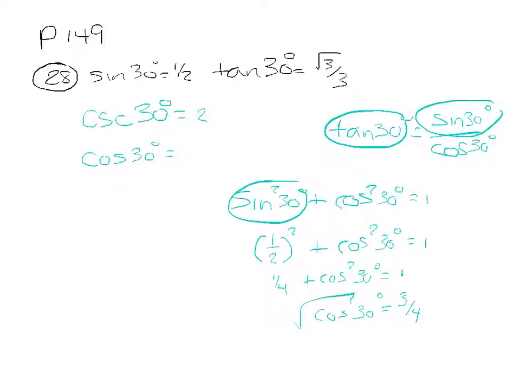Get rid of the squared, I square root both sides. On top I'll have the square root of 3. On bottom the square root of 4 is 2. So cosine is root 3 over 2.